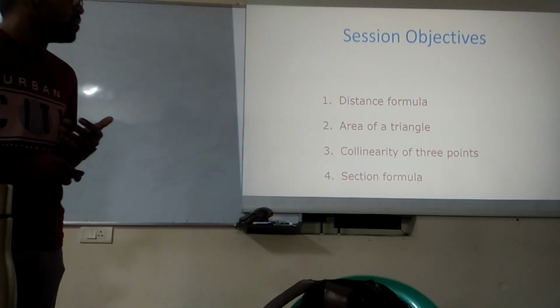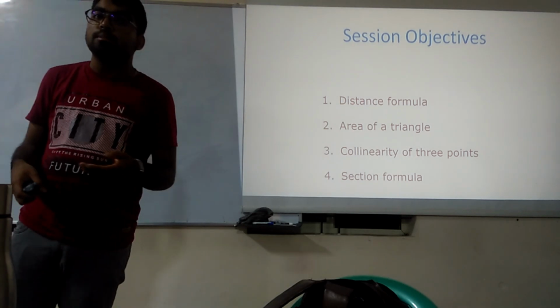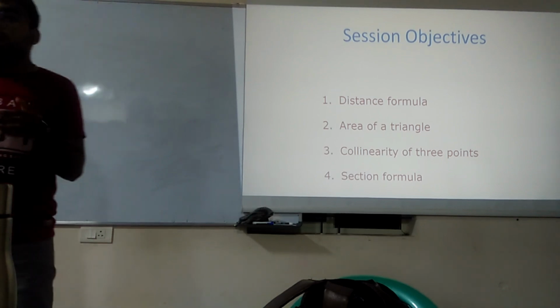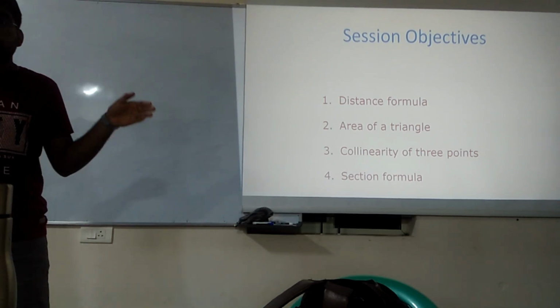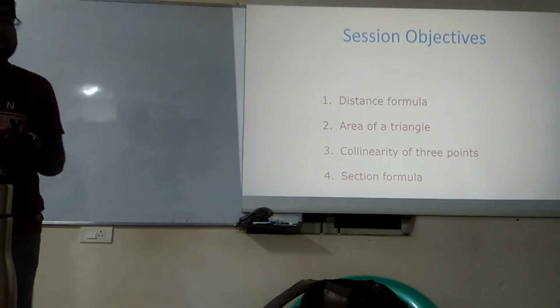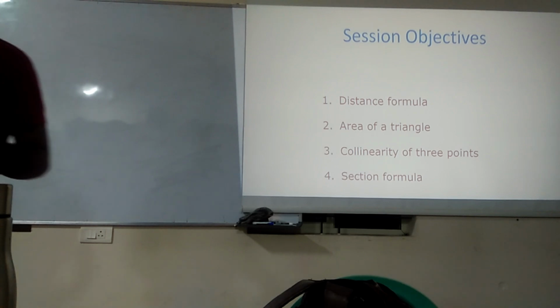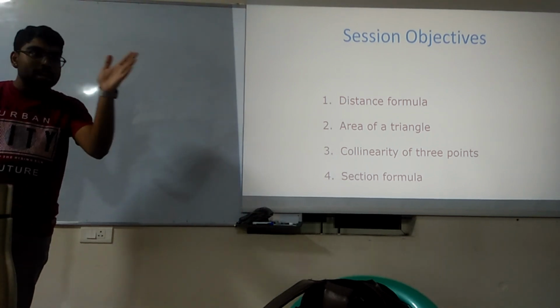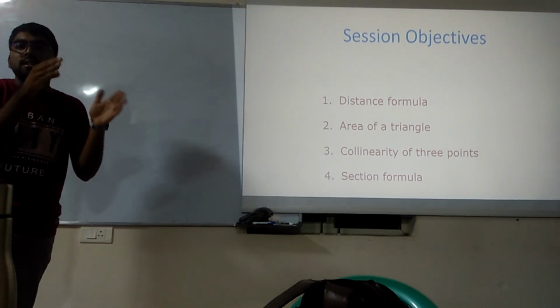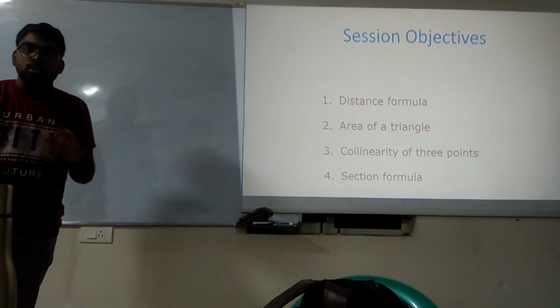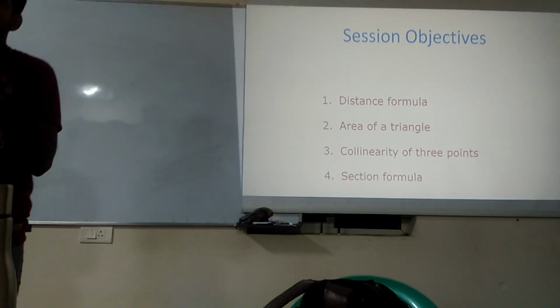Then collinearity of 3 points. Collinearity, what does it mean? If 3 points are lying on the same straight line, then what will be the length of the line? That is basically called collinearity of 3 points. Then the section formula. In section formula, we will again subclassify as section and midpoint. Section means you have a line, you are dividing it, and if that point divides the line in a ratio, like 2 is to 3 ratio, 1 is to 2 ratio, that is called section formula.